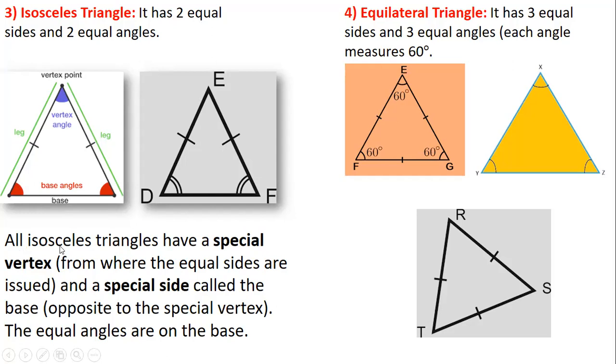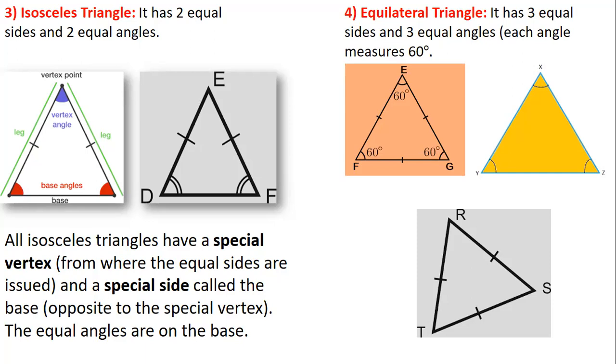Continue, Lamar. All isosceles triangles. Yes, Miss. Continue reading. Isosceles triangle, it has two equal sides and two equal angles. Yes. All isosceles triangles have a special vertex from where the equal sides are issued, and a special side called the base.